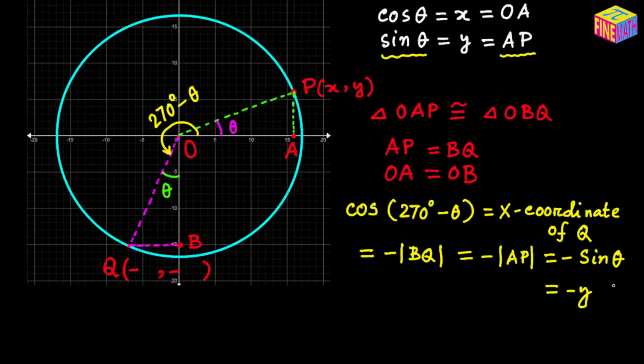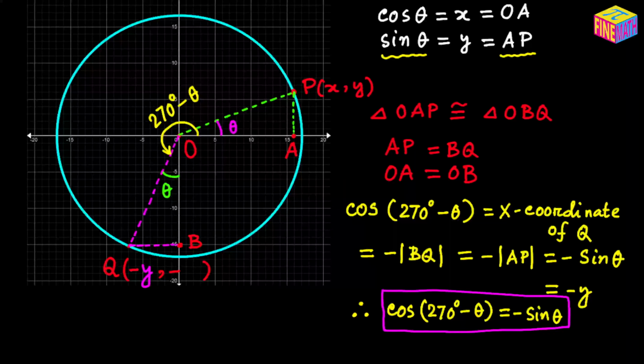So from here we have gotten two things. The first thing is that the cosine of 270 degree minus theta is equal to negative of sine theta. And also we have found the x coordinate of the point Q, and the x coordinate value is actually negative of y. So I am going to write it here as negative of y, and it's going to look like this. So far we have filled in the blank for the x coordinate of Q. Also let me make a quick note here. That is the first result, which is cosine of 270 degree minus theta is equal to negative of sine theta.